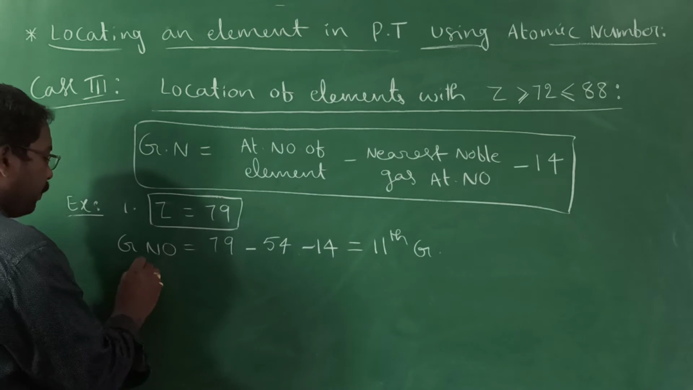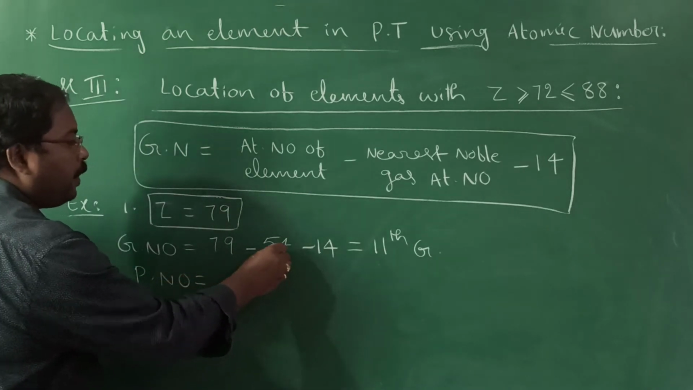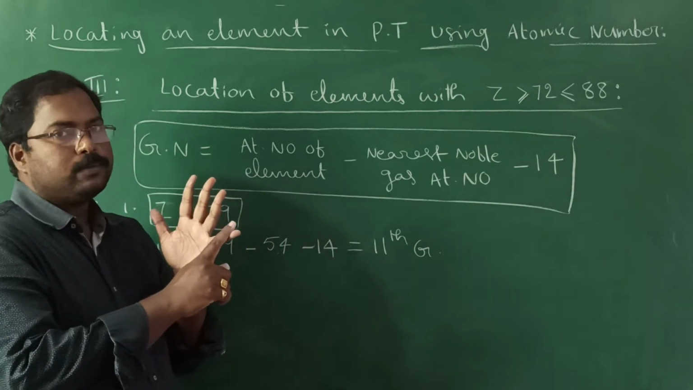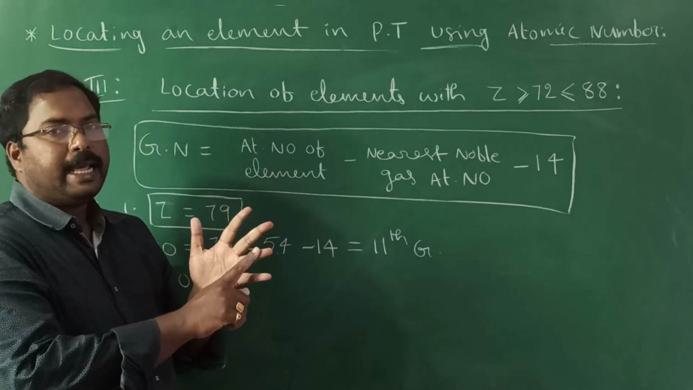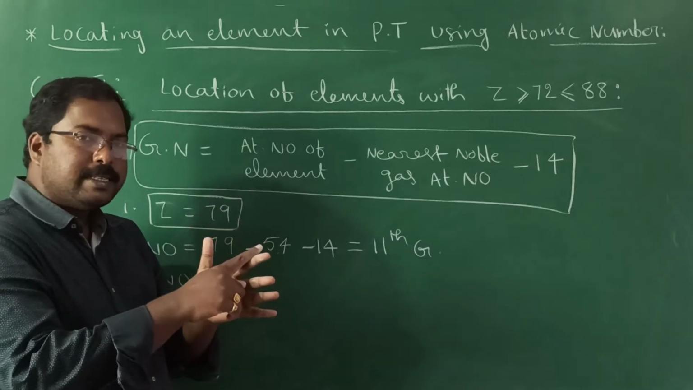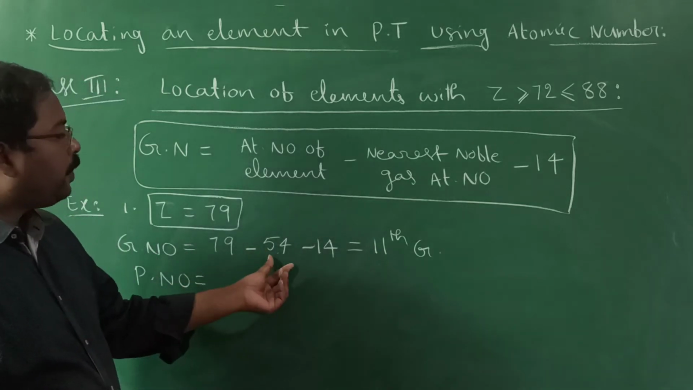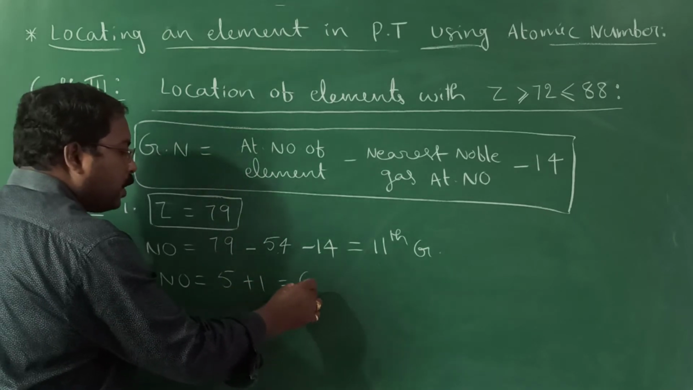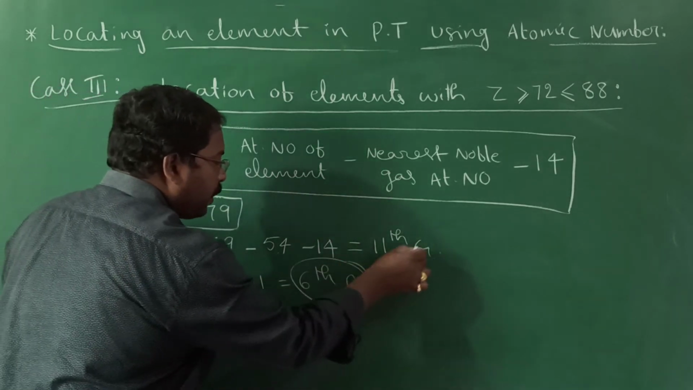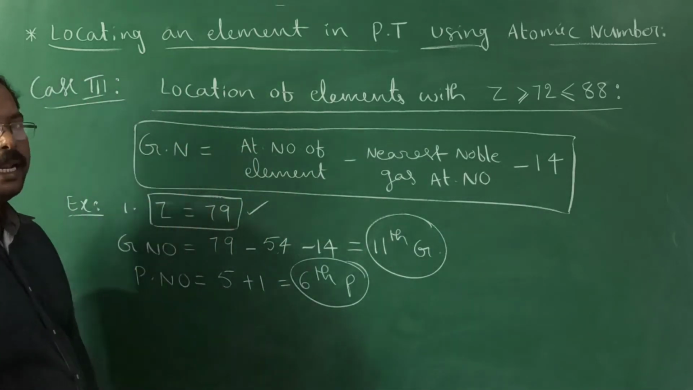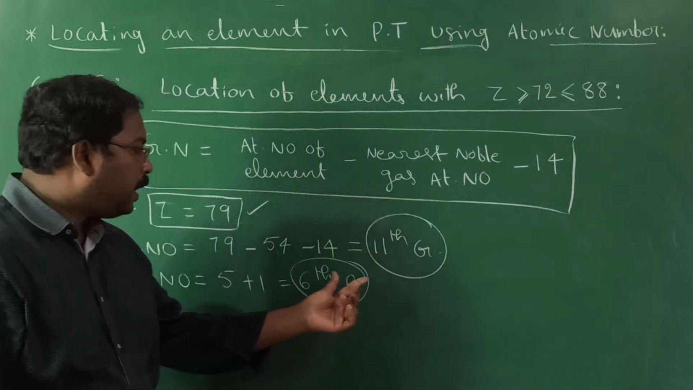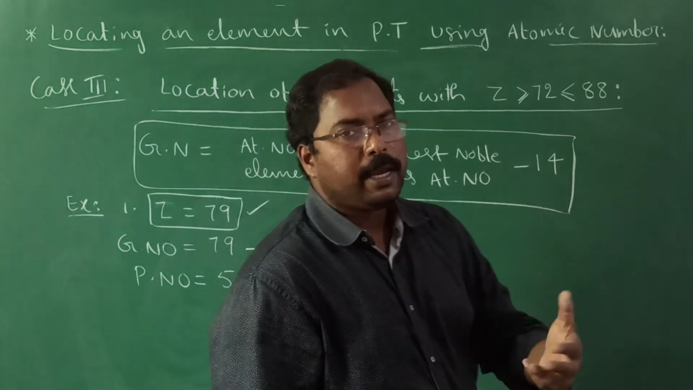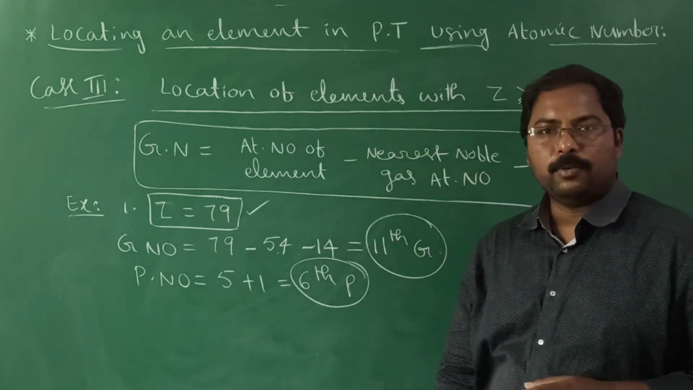Now the period number. We know 54 belongs to which period? Helium, atomic number 2, is the first period. Then 10, 18, 36, 54, so 54 belongs to the 5th period. So our period number is 5 plus 1, so the element belongs to the 6th period. So the element with atomic number 79 belongs to the 11th group and 6th period. You can cross check from the periodic table. Again, you can take any other atomic number and do it.